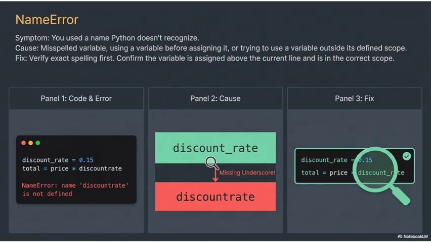Python is case sensitive. discount_rate, Discount_rate, and DISCOUNT_RATE are all three distinct variables. Check the assignment line and the usage line and ensure they are character for character identical. 90% of NameErrors are simply typos.